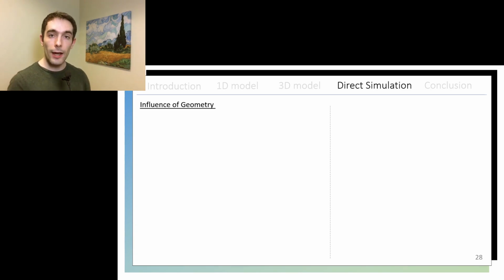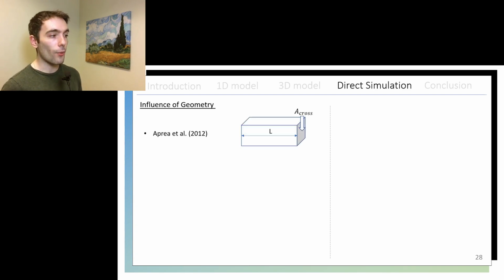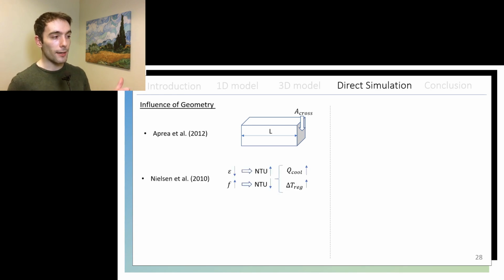But first of all, I'd like to introduce you to what has already been done in the literature. And well, Aprea et al. concluded from a one-dimensional numerical model how longer and narrower regenerators suffer less from conduction losses, but more from viscous losses.